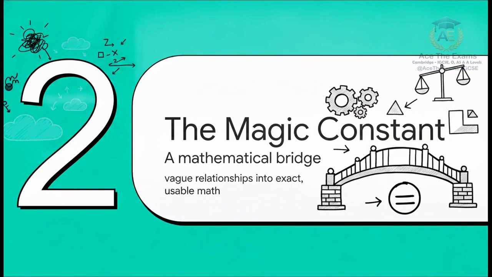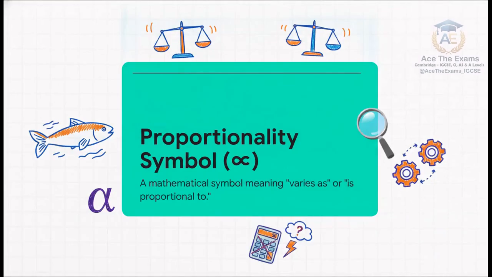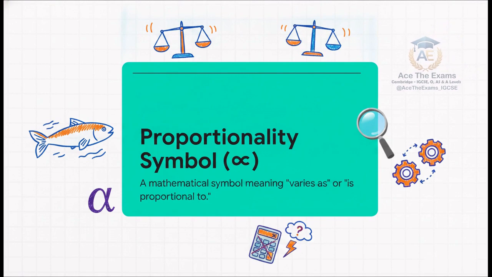Moving right along to Section 2, the magic constant. So how exactly do we turn these kind of vague relationships into exact, usable math? Well, meet your new best friend, the proportionality symbol. It looks a bit like a little fish or maybe a stretched out Greek letter alpha. Whenever you see this little guy, you read it as varies as or is proportional to. So if you see the letter Y, then the symbol, then X, you'd say out loud, Y is proportional to X. It's an awesome shorthand.